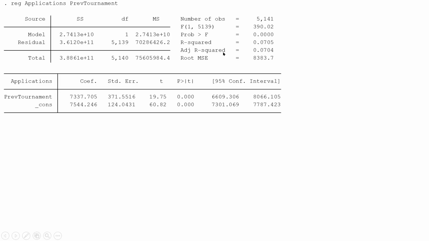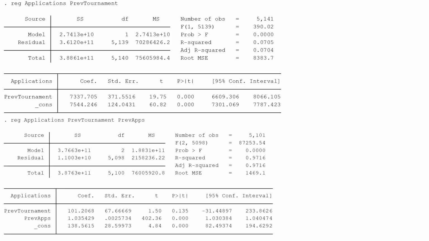So quite a few observations here. I include this 1-0 variable: did they make the tournament or not in the year prior? And it looks like the p-value is 0. This is statistically very significant. It looks like if I make the tournament in the previous year, I see an increase in my applications of about 7,000. Well, that seems pretty crazy. Maybe not, but I'm not controlling for anything else here.